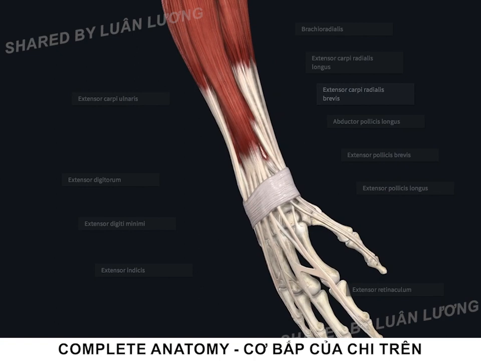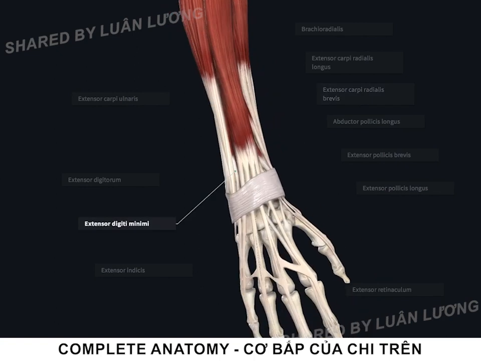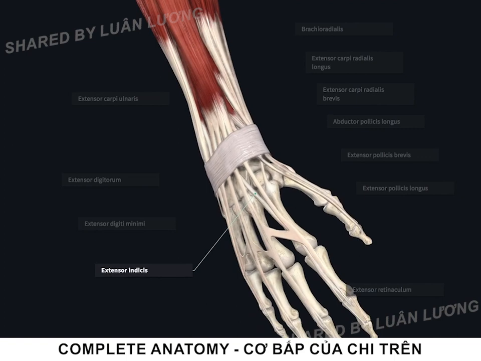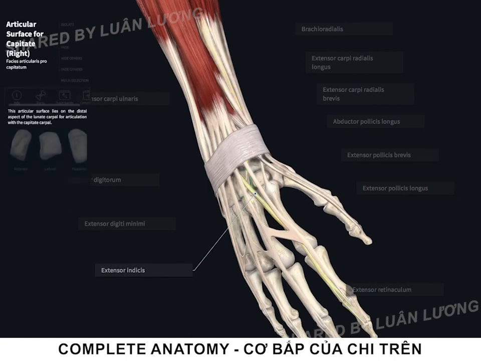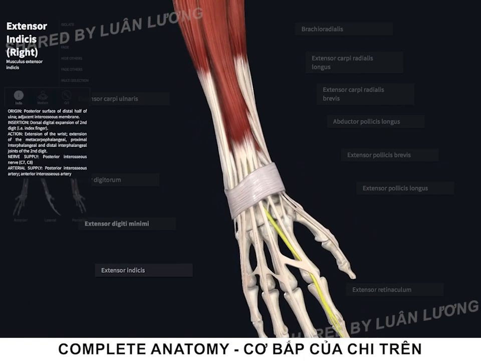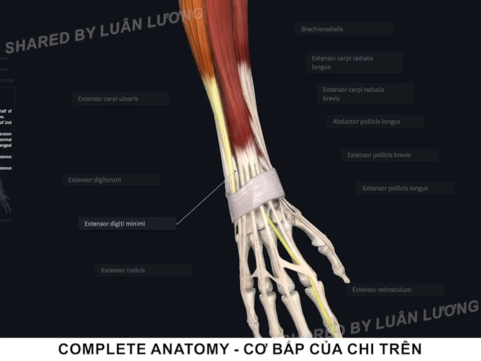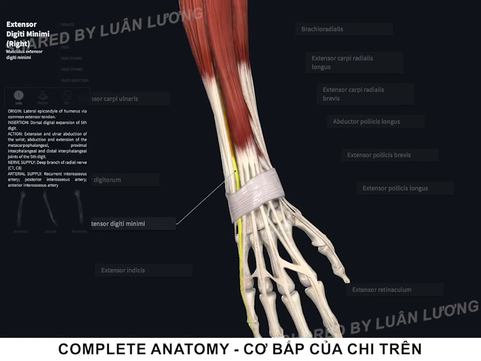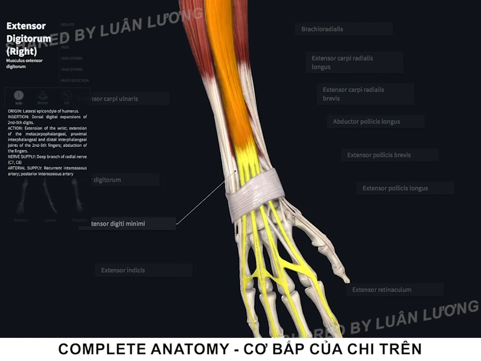The last two muscles only go to one target finger, the extensor digiti minimi and the extensor indicis. So there's a tendon located deep here to the extensor digitorum that goes to only the index finger, and an extensor of the little finger that only goes to the pinky, and that will be on the medial or ulnar side of the extensor digitorum.